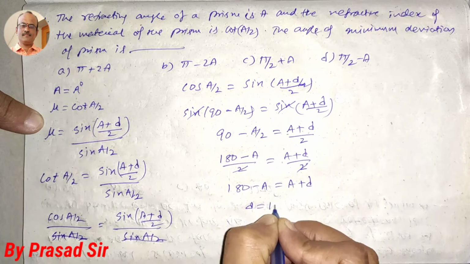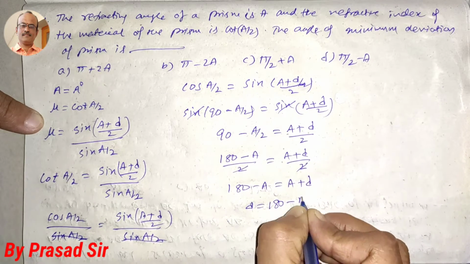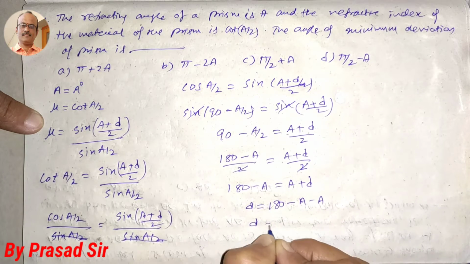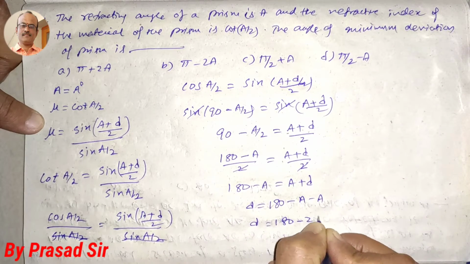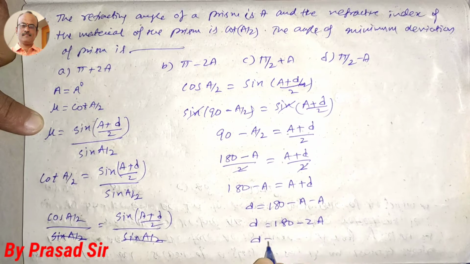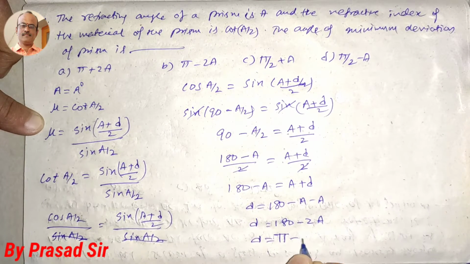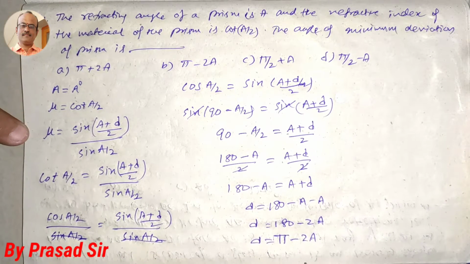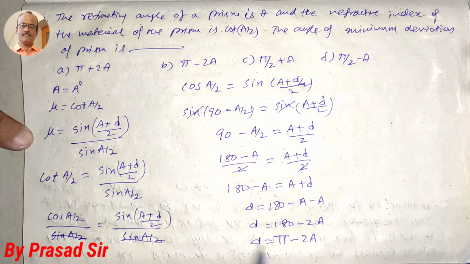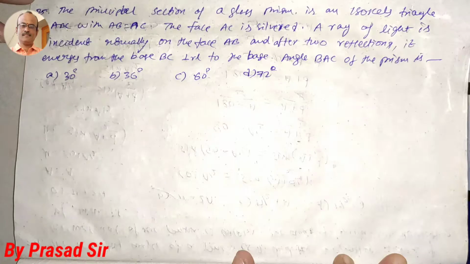Here d is equal to 180 minus 2A, or otherwise d is equal to 180, that means pi, minus 2A. So which option is correct here? Pi minus 2A. Option B is correct.